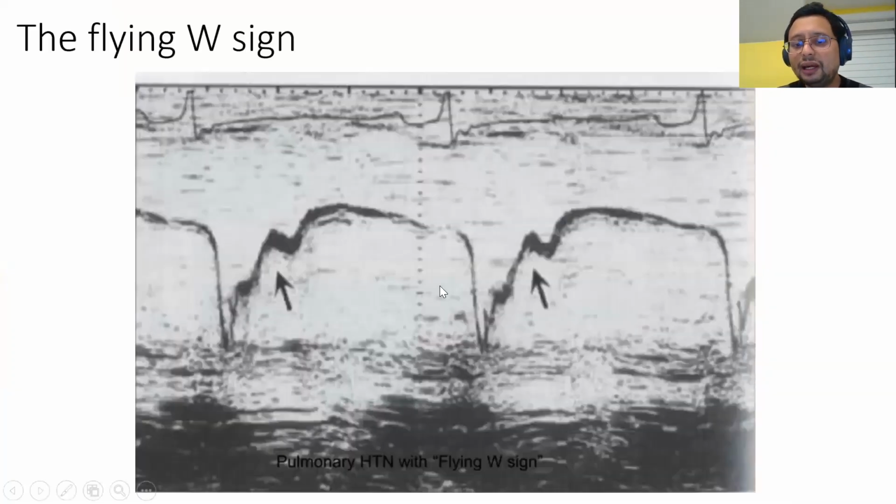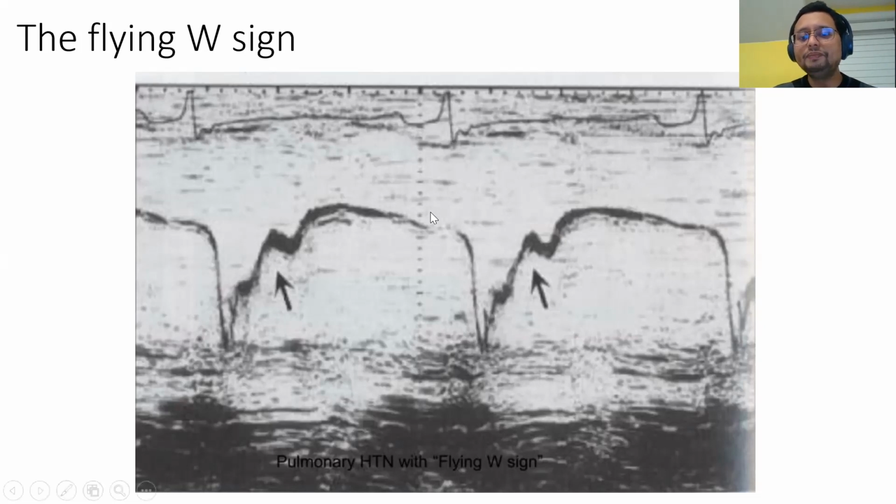Now this is the flying W sign. Okay, that is the flying W sign. If you put your M mode across the pulmonary valve, if you see this pulmonary W sign, even if you don't have TR, even if you don't have PR, this is the sign of pulmonary hypertension. Okay, there is another sign for pulmonary stenosis and also a sign for sinus rhythm as well. Okay, don't confuse it with the signs of pulmonary hypertension.